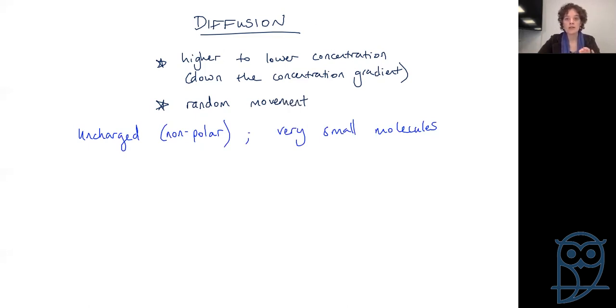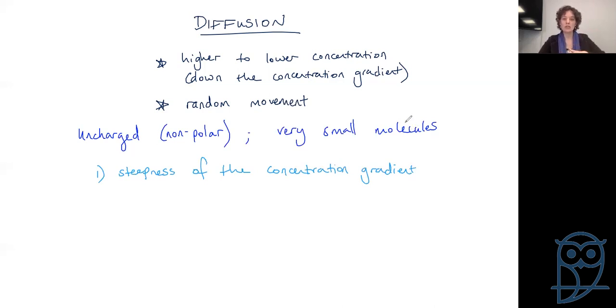And then you've got a few other things to bear in mind when it comes to diffusion. You've got to bear in mind the steepness of the concentration gradient. Steeper gradient, faster diffusion. Rather like rolling something down a hill: steeper hill, faster rolling. So, if your concentration gradient is shallow, you don't get much diffusion. The steeper that concentration gradient gets, the more diffusion you're going to get.